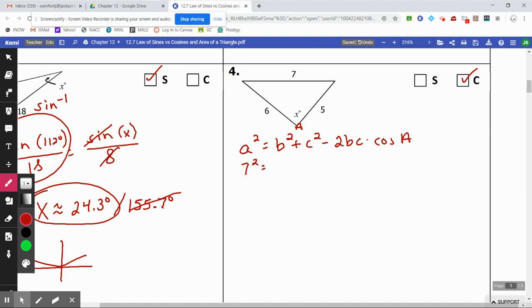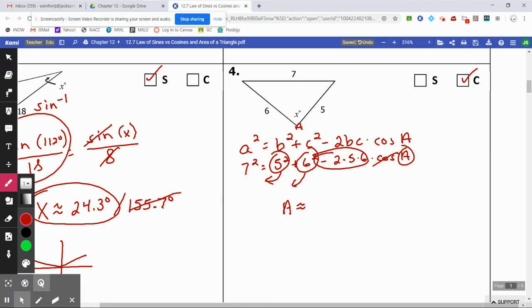You have 7 squared equals 5 and 6 are your B and C. It doesn't matter which is which. 2 times 5 times 6 times the cosine of A. You're going to move 5 squared and 6 squared over. You're going to divide by negative 2 times 5 times 6. And then to get A by itself, you're going to do the inverse cosine. And you're going to find out that angle A is going to be approximately 78.5 degrees.